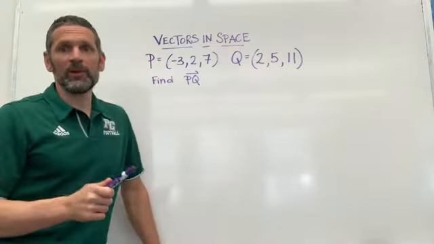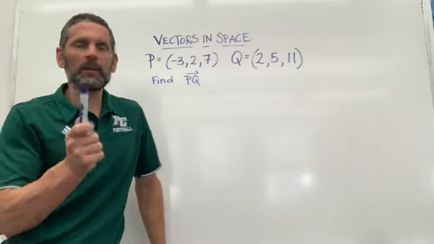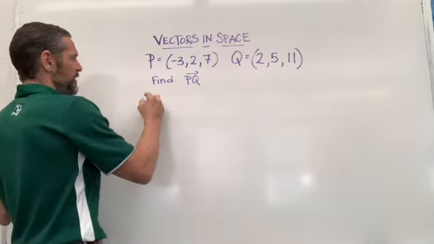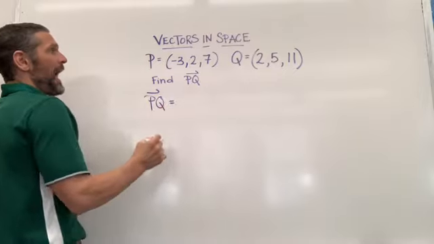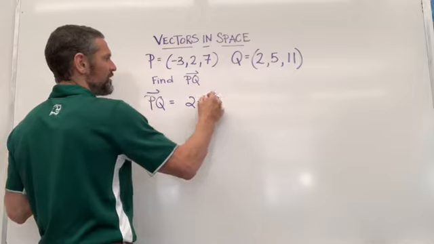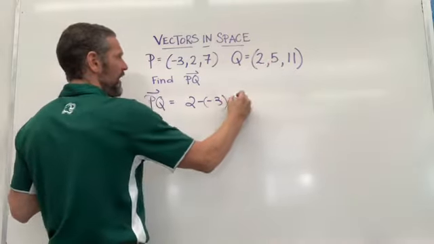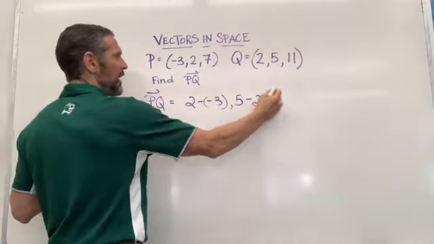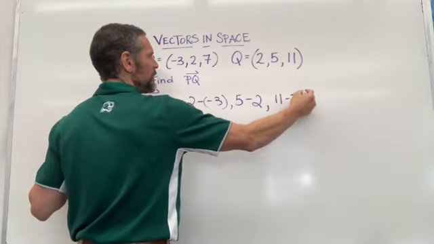Recall that vectors are essentially directions that tell you how to get from your initial point to your terminal point. So this vector PQ will be x final, 2, minus x initial, comma, y final, which is 5, minus y initial, which is 2, comma, z final, which is 11, minus z initial, which is 7.